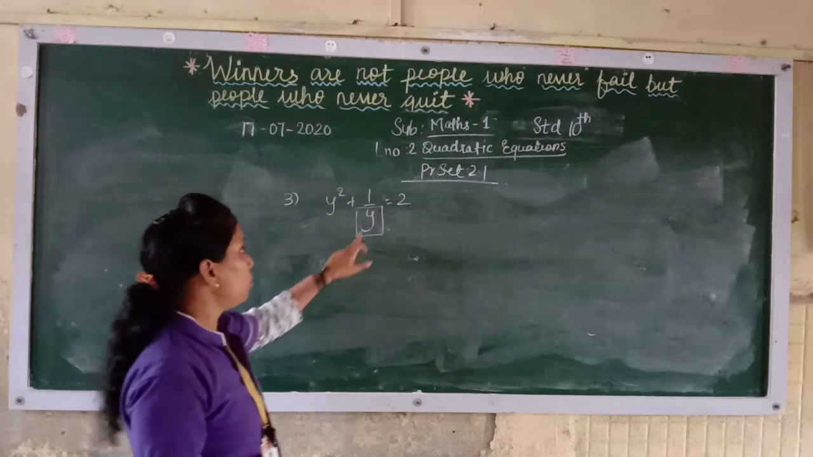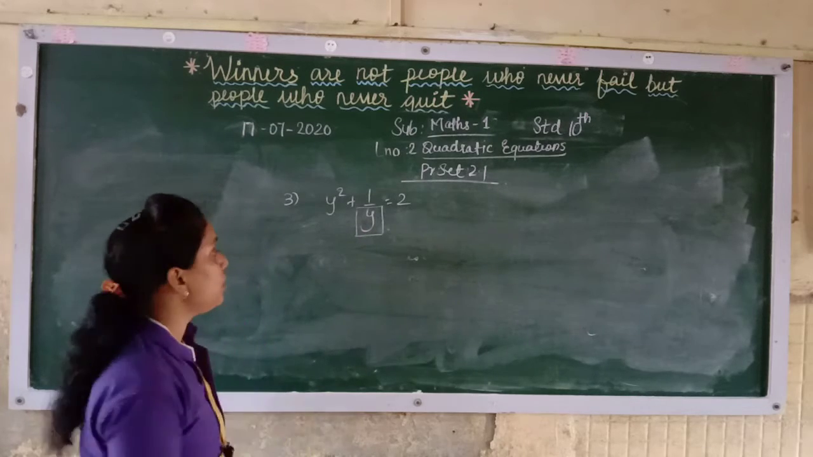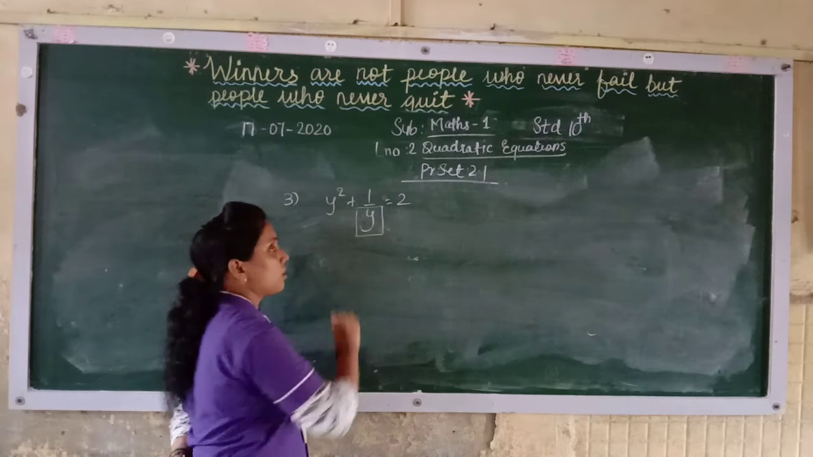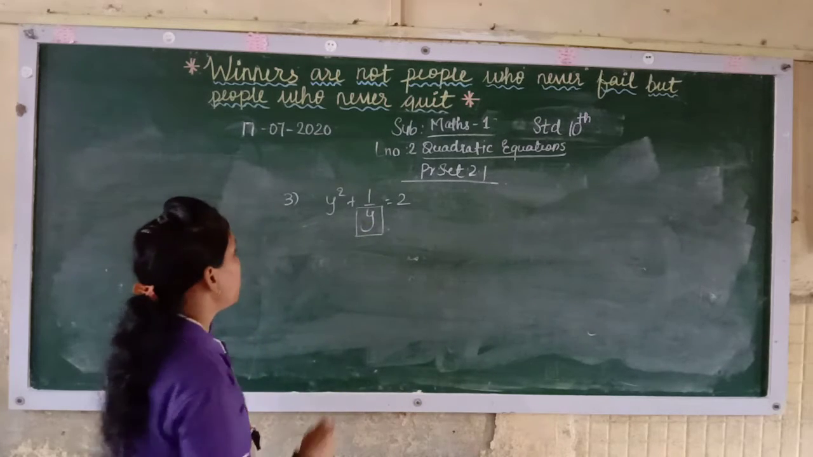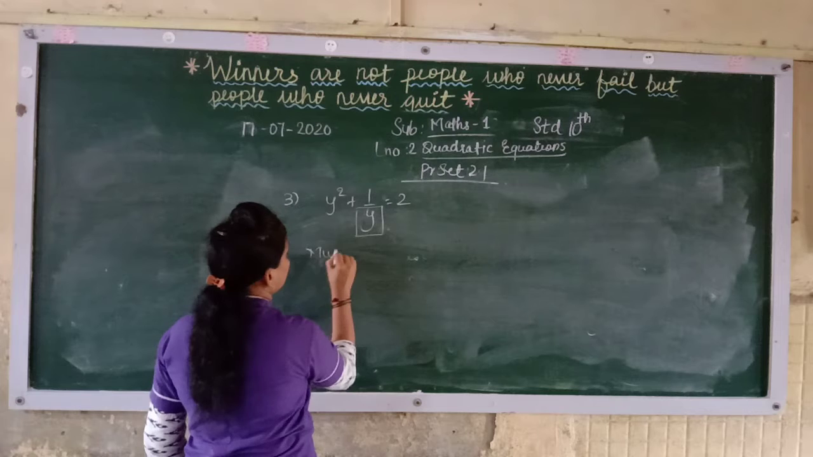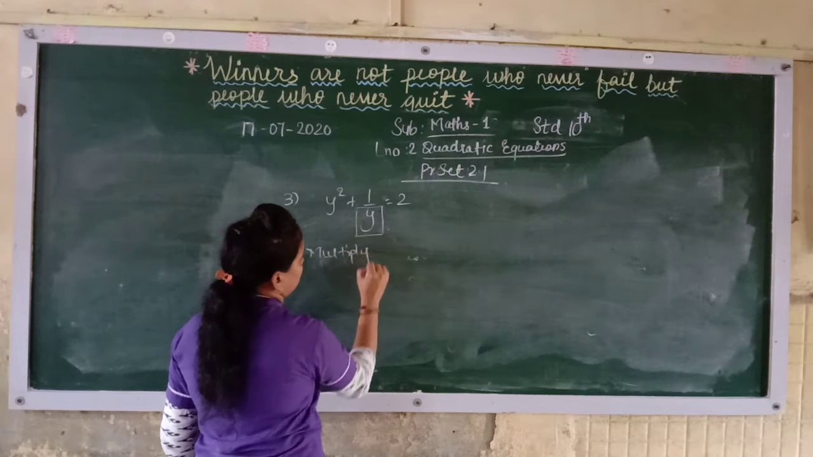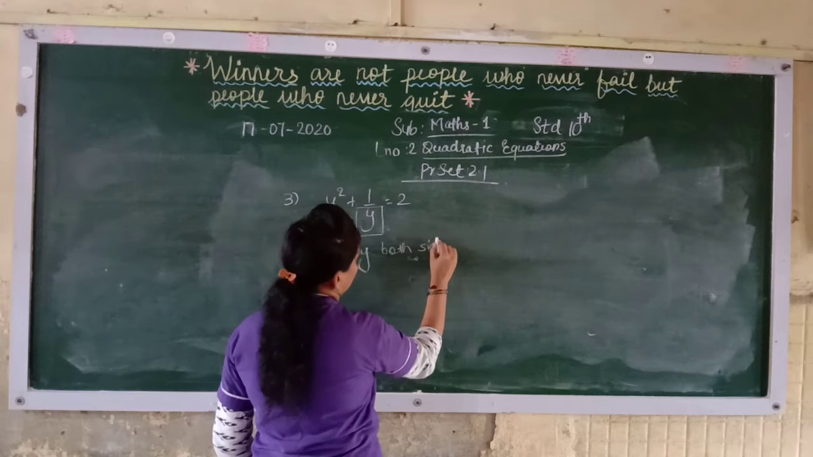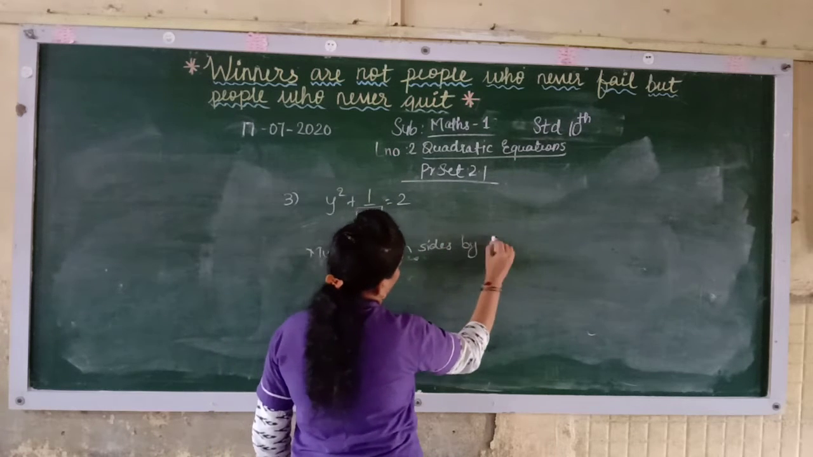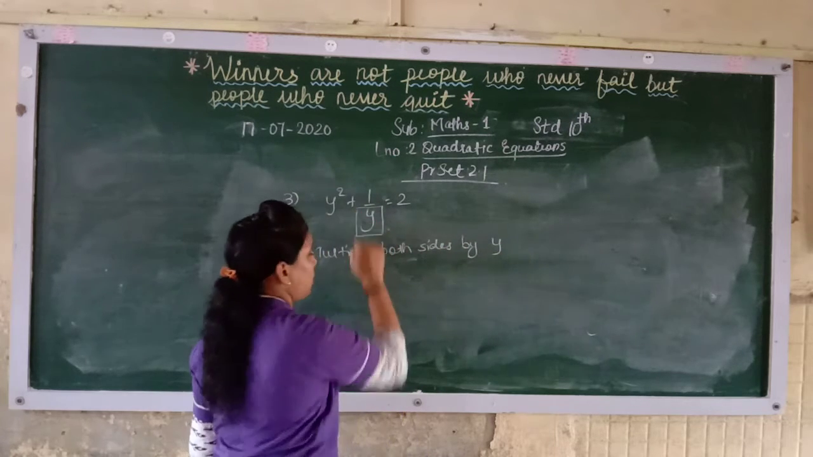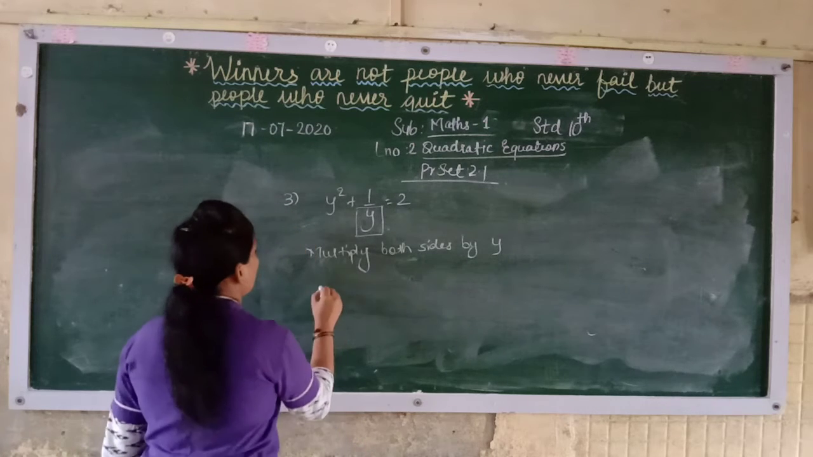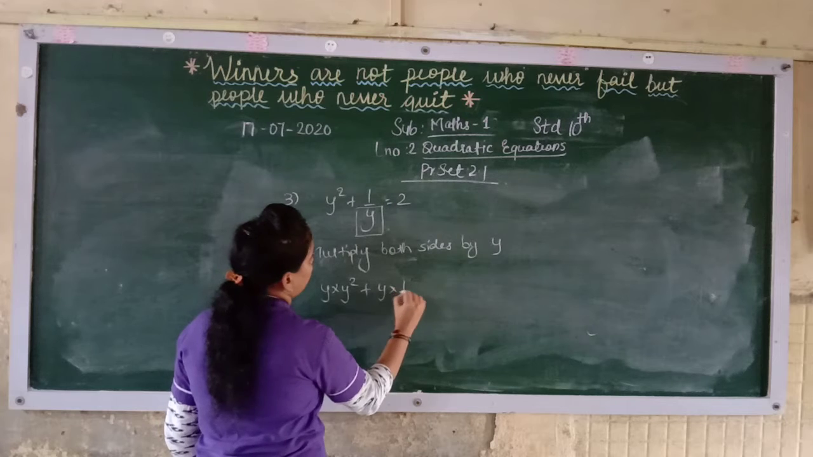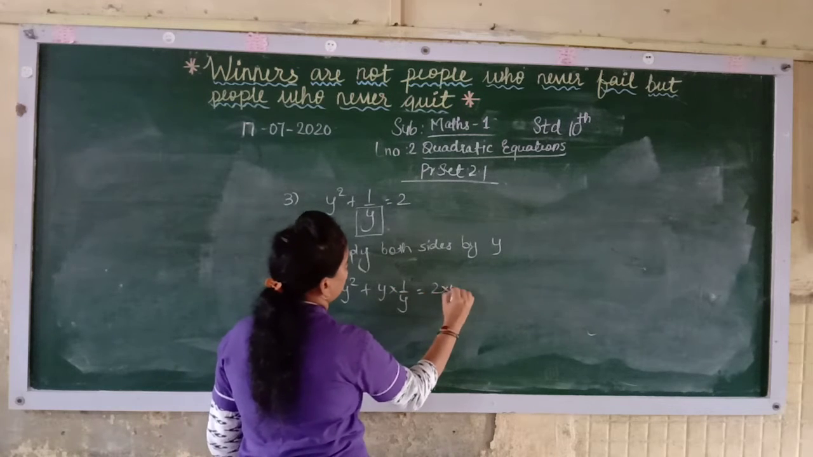So what will you do? You will take this to the upper side, or you will remove this from here. If you want to remove this, what will you do? Multiply both sides by y. So what will happen? This y and the lower y will get cancelled. So here it is y into y square plus y into 1 upon y is equal to 2 into y.